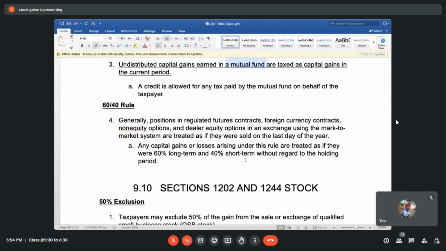Okay, the 60-40 rule. This is important. What does that say? Again, this is not a very usual scenario. We don't see a lot of people dealing in futures contracts, foreign currency contracts, options and all. But for traders, or people who are in the stock market on a regular basis, it's not even uncommon. So we will get those statements where they're buying and selling futures contracts and foreign currency contracts.